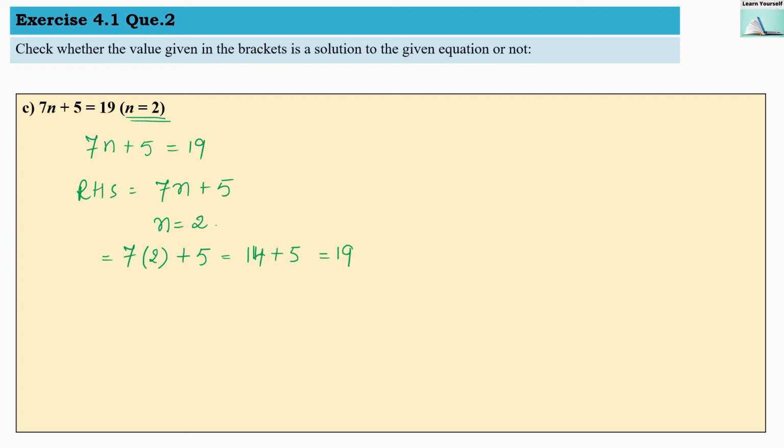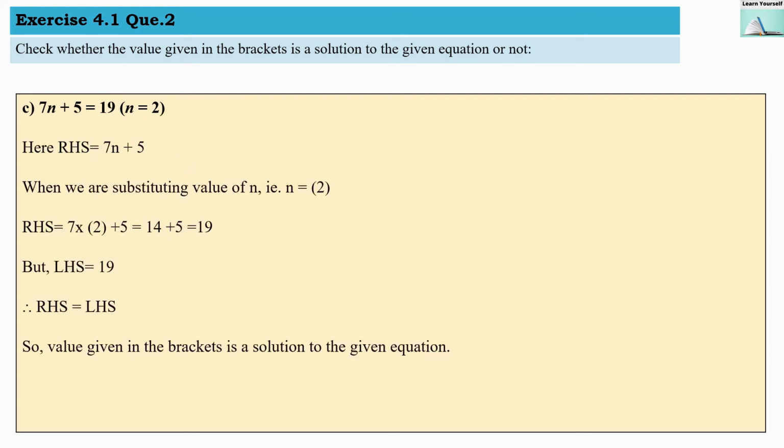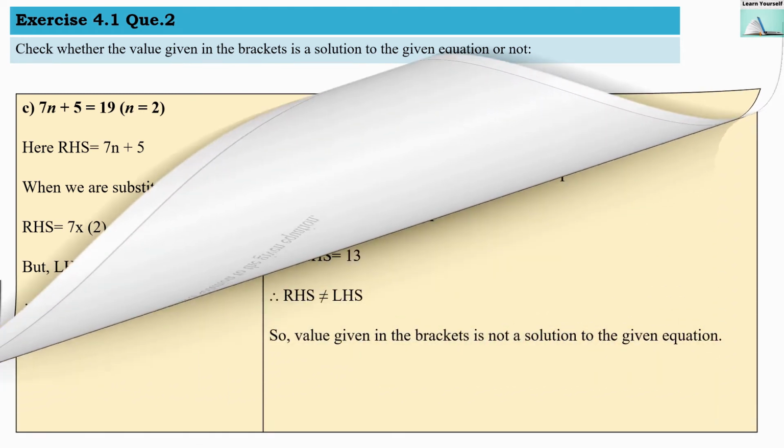So our RHS value is 19 and our LHS value is also 19. So here RHS will be equal to LHS. So whatever solution they have given here for the variable n is the correct solution for this equation. This is how we are going to write in our notebook.